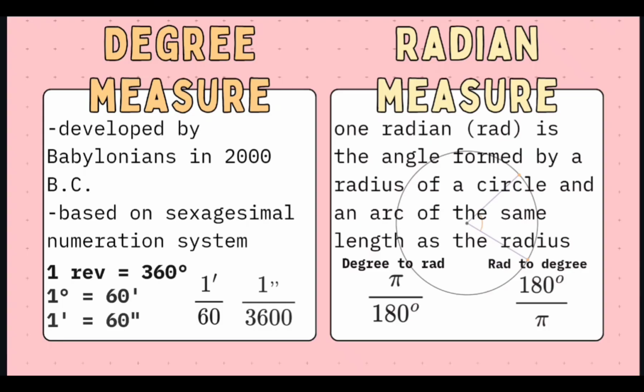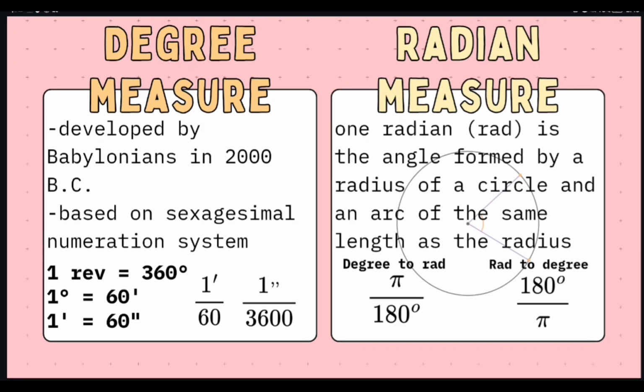So there are two ways to measure angles. First is degree measure, and the second is radian measure. Degree measure was developed by the Babylonians in the 2000s BC and is based on the sexagesimal numeration system, where basically everything is by 60. We can see that today: 1 hour equals 60 minutes and 1 minute equals 60 seconds. Here we use the same system as well.